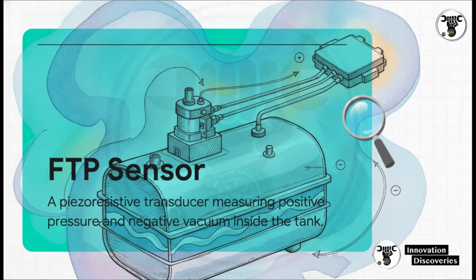As the pressure changes, the internal resistance of the sensor changes. It literally takes that physical pressure change, converts it into an analog electrical voltage signal, usually sitting somewhere between 0.5 and 4.5 volts, and shoots that signal straight to the engine computer.